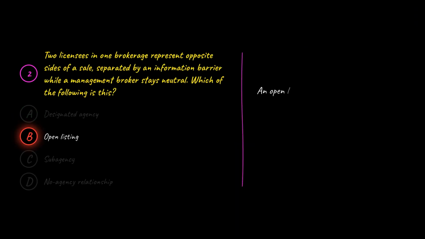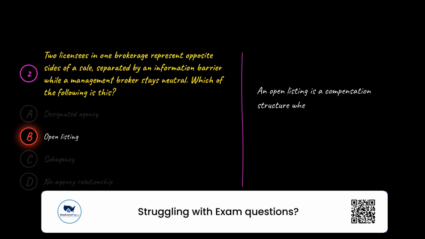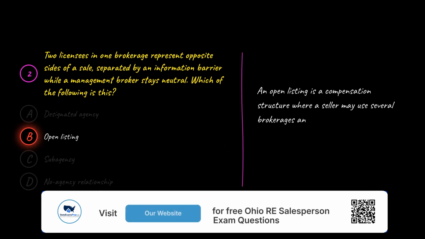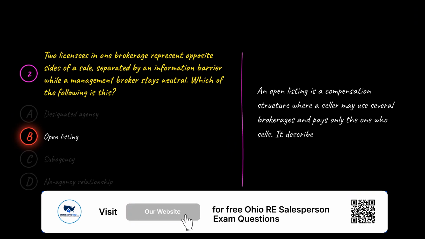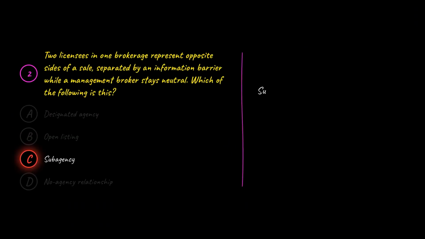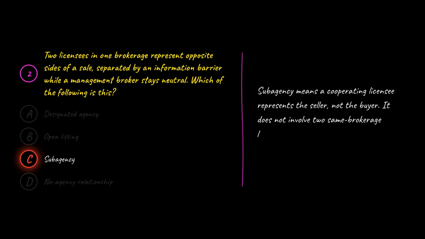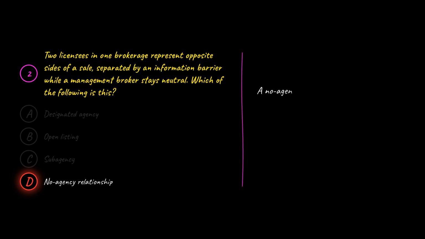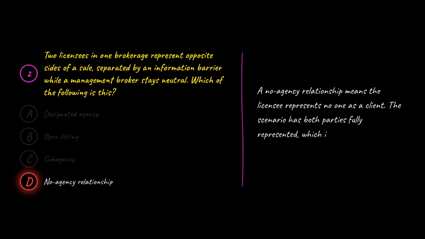B is wrong because an open listing is a compensation structure where a seller may use several brokerages and pays only the one who sells. It describes a listing type, not an in-house representation arrangement. C is wrong because subagency means a cooperating licensee represents the seller, not the buyer. It does not involve two same brokerage licensees split by a firewall serving opposite clients. D is wrong because a no-agency relationship means the licensee represents no one as a client. The scenario has both parties fully represented, which is the opposite of working without representation.